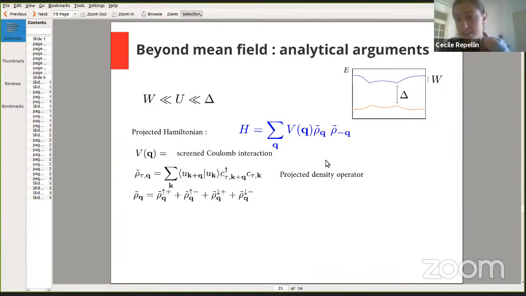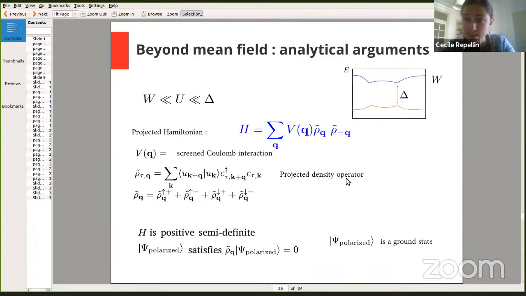For the projected density operator, these involve a density which is normalized by a form factor, which depends on the single-particle wave functions, the Bloch wave functions, as written here. And the total density operator takes into account all spins and all valleys. So it takes into account the fact that each of these bands is fourfold degenerate because of spin and valley.